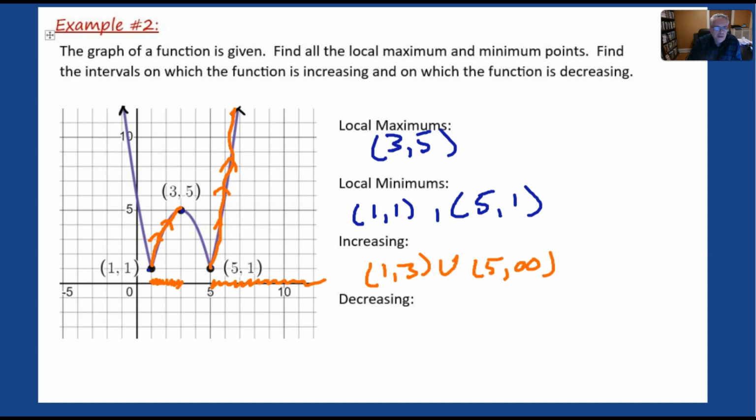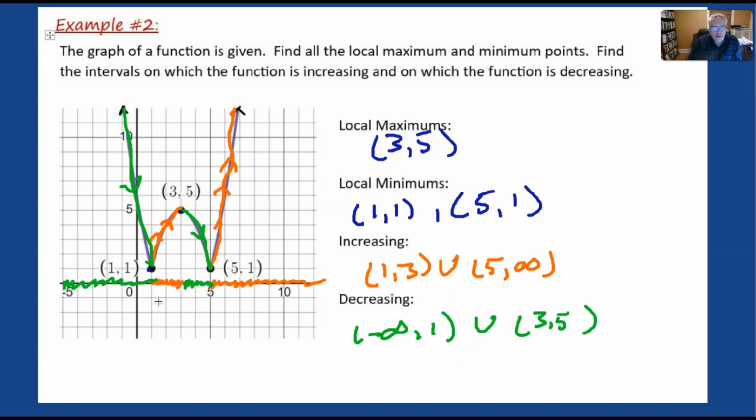So union. All right, where is it decreasing? It is decreasing right here. It's going down. So for these values of x, above those values, the function is going down. So from minus infinity to 1, and it's going down again on this piece right here, from 3 to 5, for these values of x right there.